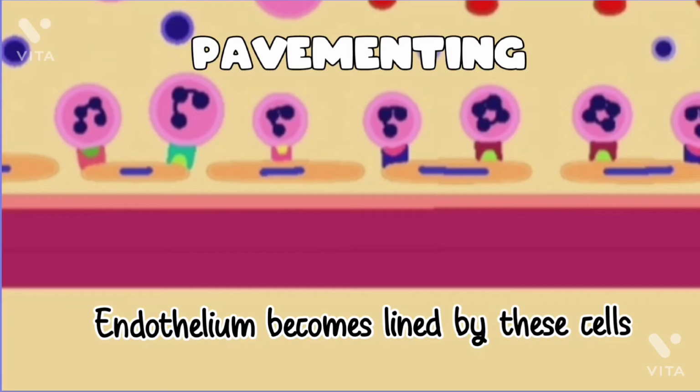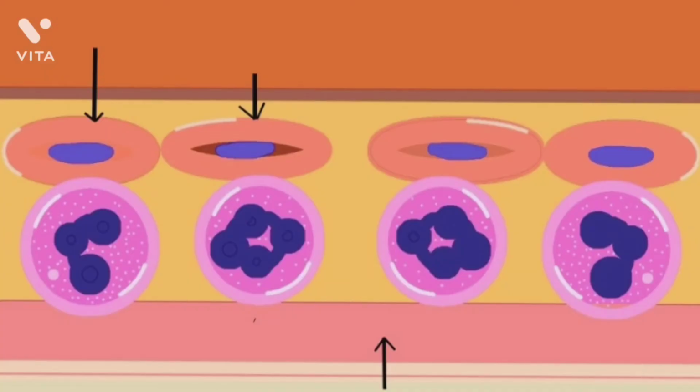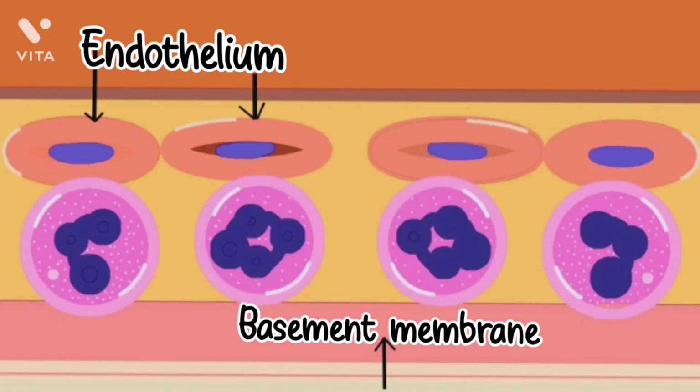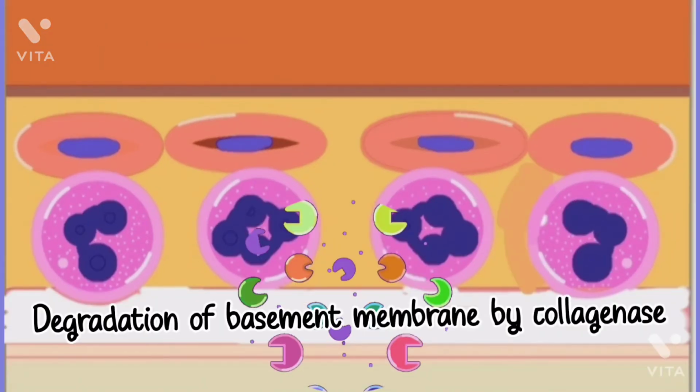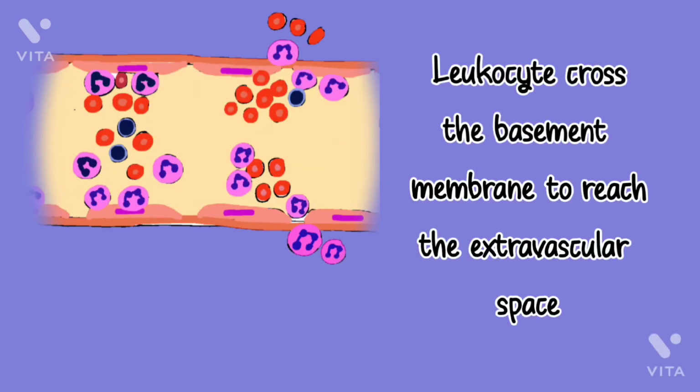Next, the cells have to cross the endothelium to reach the site of injury. They will move into the space between the endothelium and the basement membrane. To cross the basement membrane, there is secretion of collagenase, which will degrade the basement membrane, as the basement membrane is composed chiefly of collagen. Now the leukocytes will cross the basement membrane to reach the extravascular space.